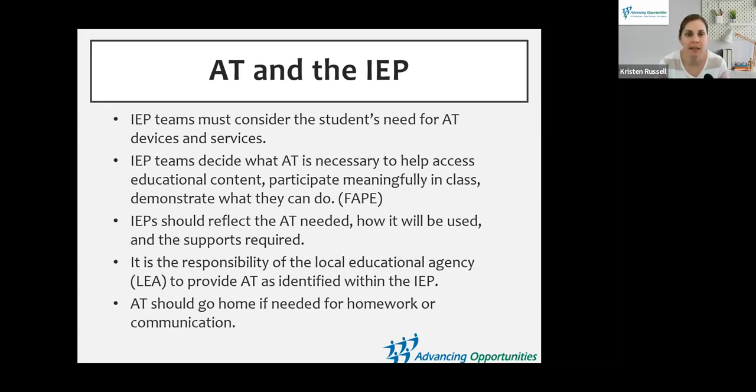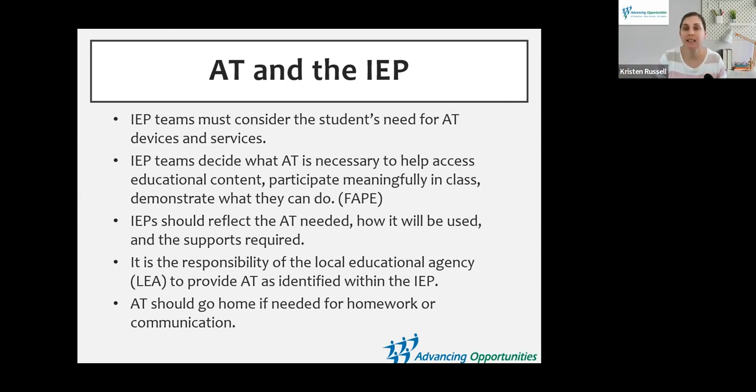So all IEP teams have to consider the student's need for assistive technology. If you look at your child's IEP, there is a question on there about assistive technology. This active consideration, which I'll talk a little bit more about, should be part of every IEP meeting, okay? What's difficult about thinking through whether assistive technology is appropriate for a student is there are so many tools.